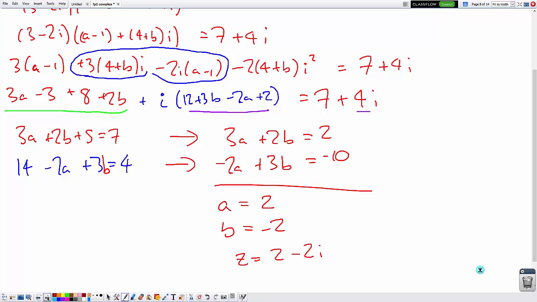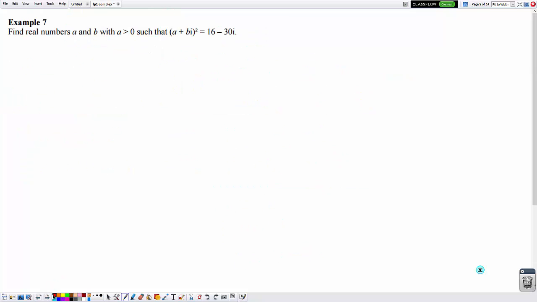Okay, finally, last example. Example 7. Find the real numbers a and b with a greater than 0 such that a plus bi squared equals 16 minus 30i. So this looks a little bit different, but we're still going to use the same techniques we've used before. So pause now, have a go at this, or just think about how you do this.